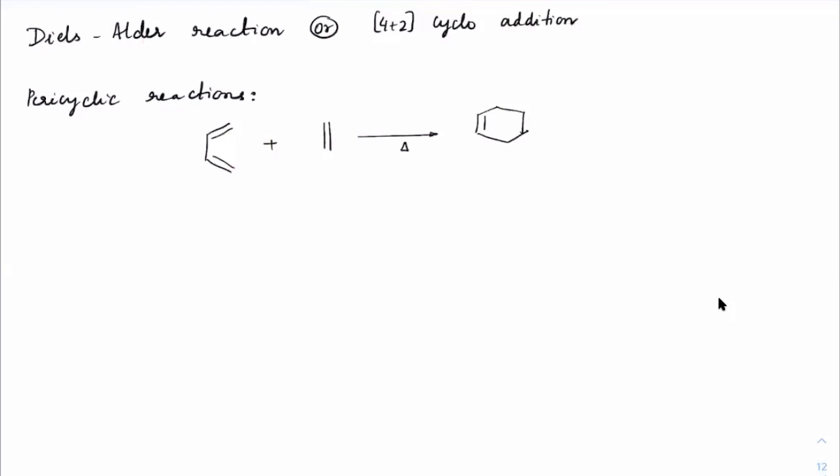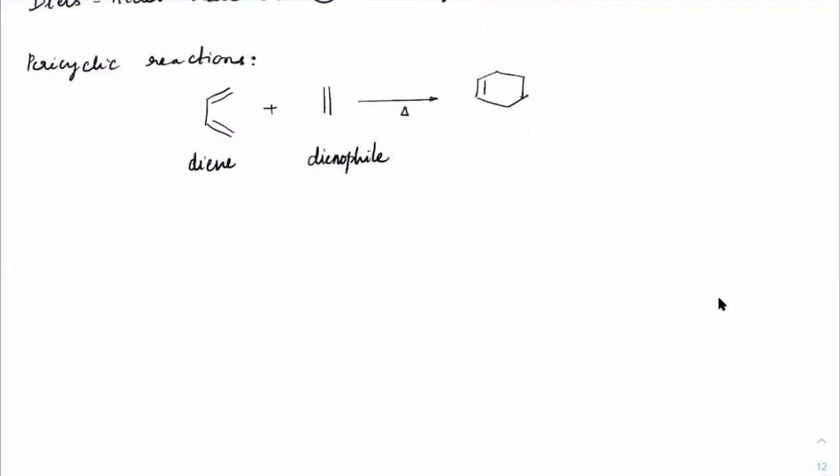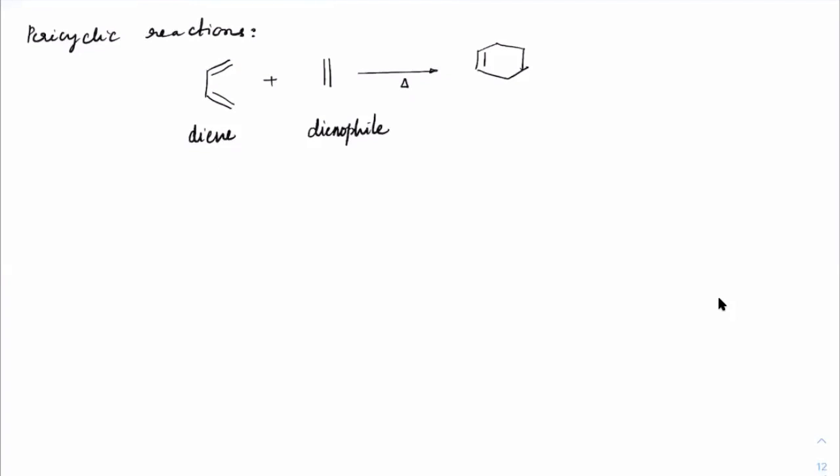There are two reactant parts here. The one which has a conjugated diene is called the diene. And the one which is attacking on the diene is called the dienophile. Just like electrophile, it is called dienophile, which means a species which likes the diene. Got it? So how does the reaction take place here?